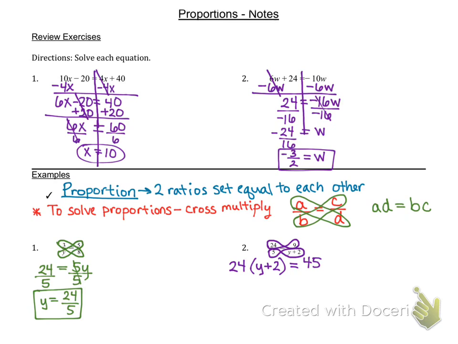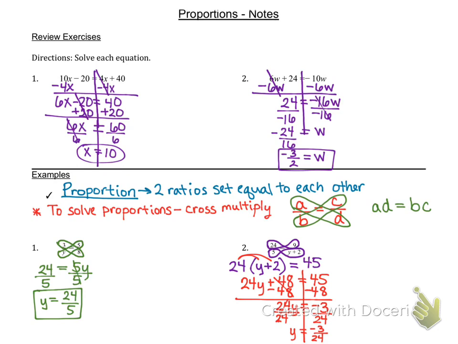Now I'm going to solve this equation. So first I'm going to distribute. So I'm going to do 24 times y and 24 times 2. So 24 times y is 24y, plus 24 times 2 is 48, equals 45. Next, I'm going to subtract 48 on both sides of the equal sign. Now I have 24y is equal to -3. And last, I'm going to divide by 24 on each side. And we get y equals -3 over 24.